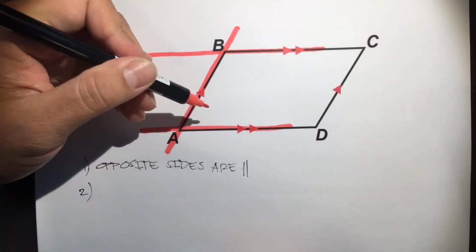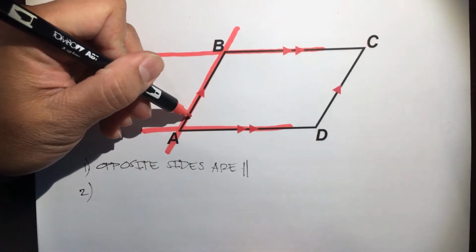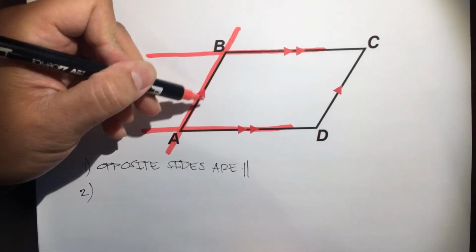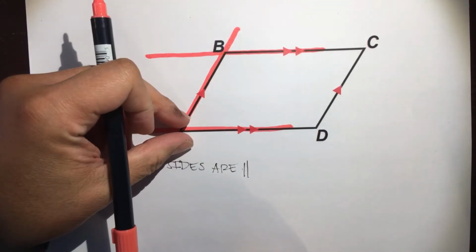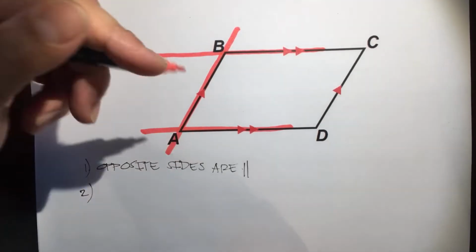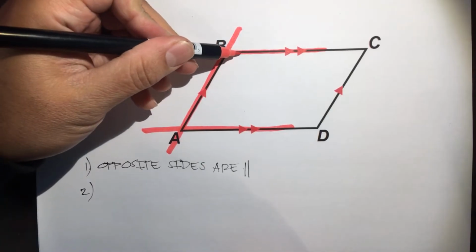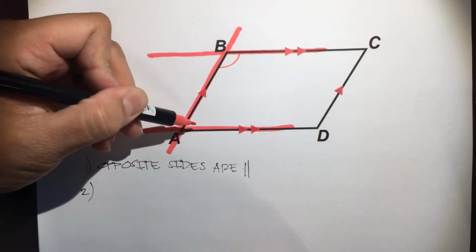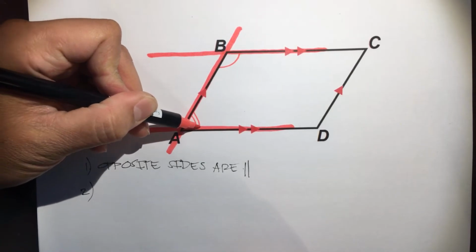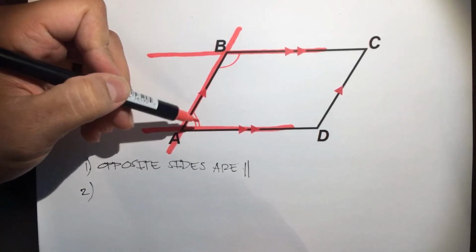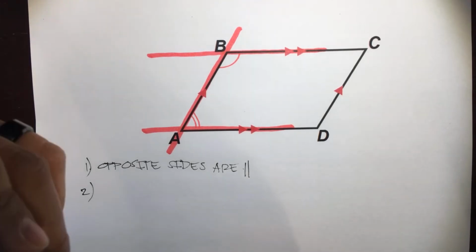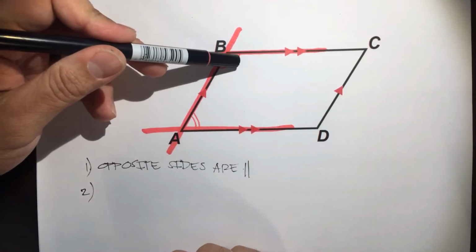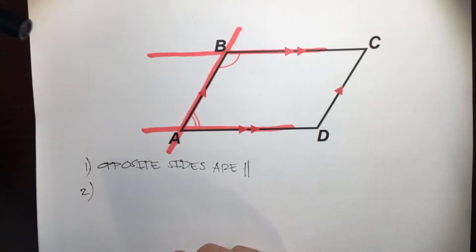And if you remember, consecutive interior angles are not congruent. Look at this angle, looks like it's obtuse. This angle looks like it's acute. This one's wider. This one is not as wide. It's narrower. So I'm going to put 1 arc right here and 2 arcs right here so that we know that they're not congruent, but they are supplementary. So these consecutive interior angles are supplementary.